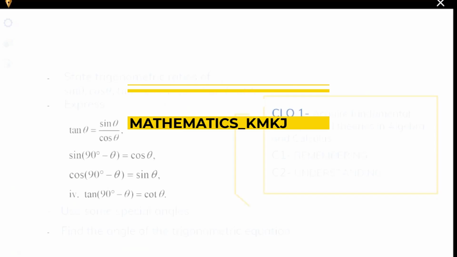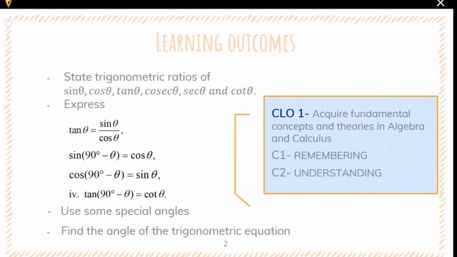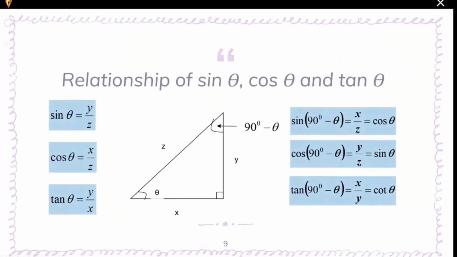This is our second video, and in this video we're gonna cover the learning outcome: express tangent theta as sine over cos, sine 90 minus theta as cos, cos 90 minus theta as sine, and tangent 90 minus theta as cotangent. Now let's say we are given a right angle triangle. In our previous video we learned how to find sine, cos and tangent. Now we're going to see the relationship between sine theta and cos 90 minus theta, cos theta and sine 90 minus theta, and so on.